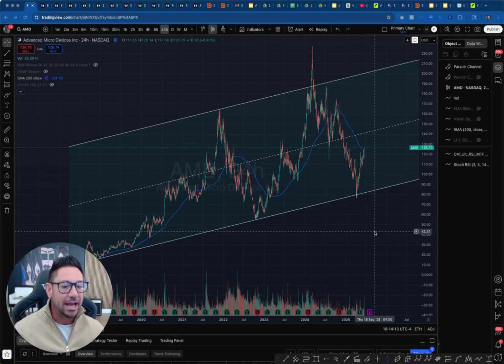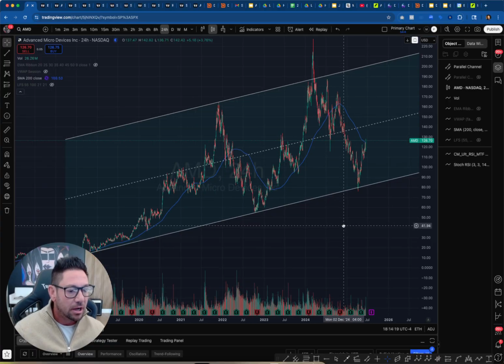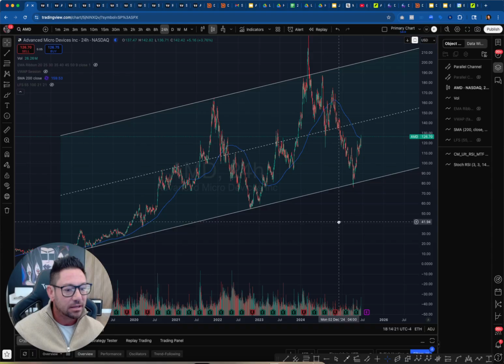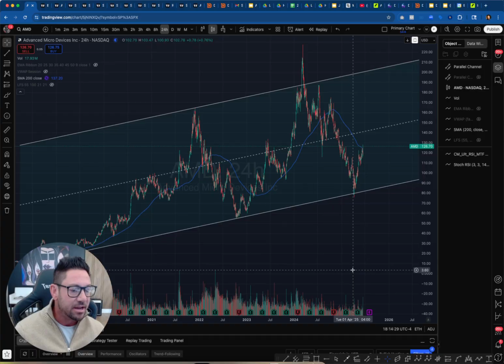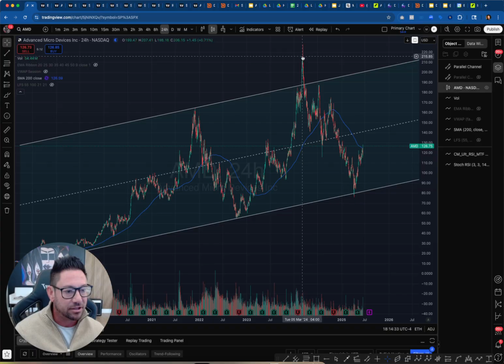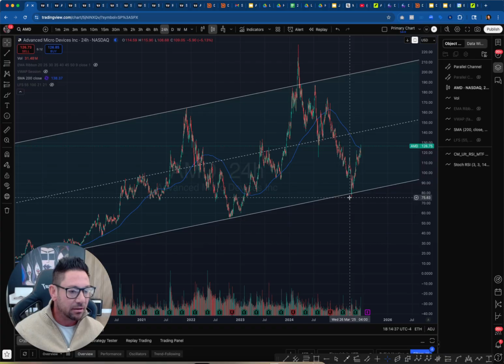Today we're going to look at AMD, Advanced Micro Devices, and I want to show you what I'm seeing on the charts. So the first thing is this massive parallel that really dates back to 2018. You can see how well it's framed in here. We obviously had this throw over in early 2024, but now here we are. We've come back to the bottom of the parallel.